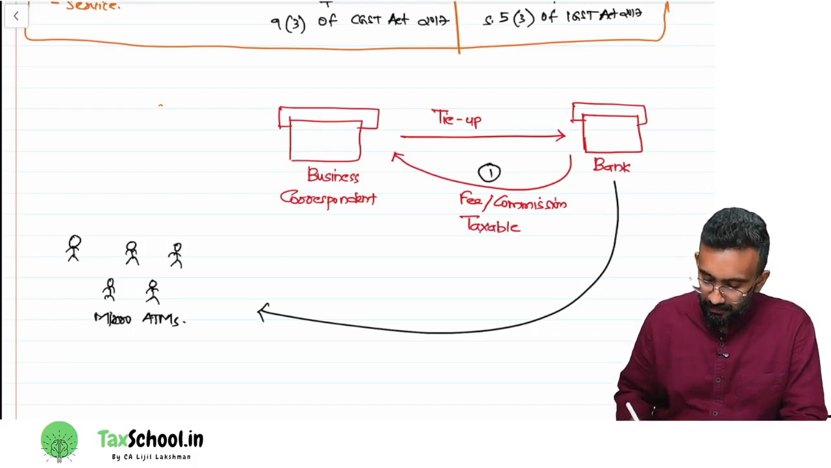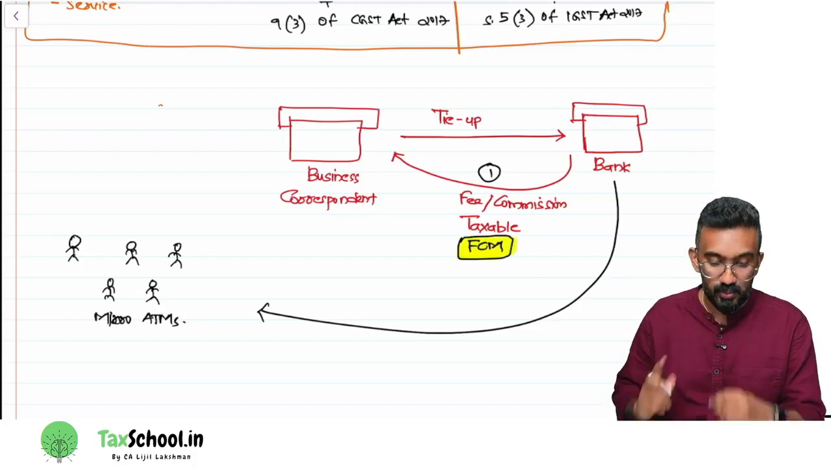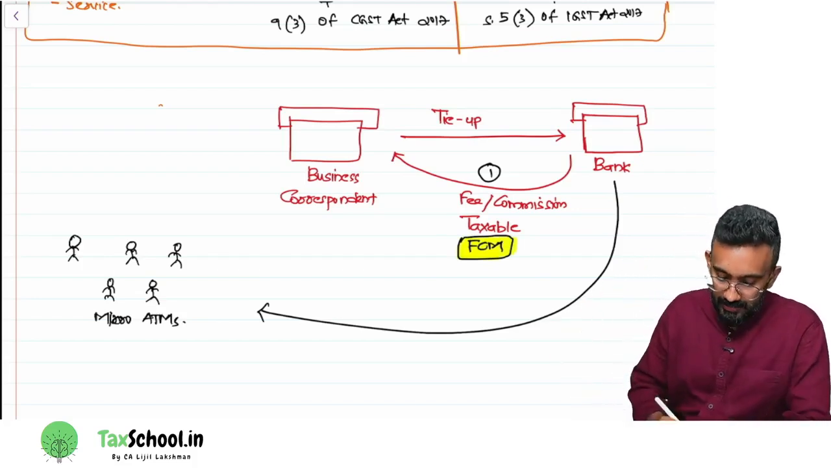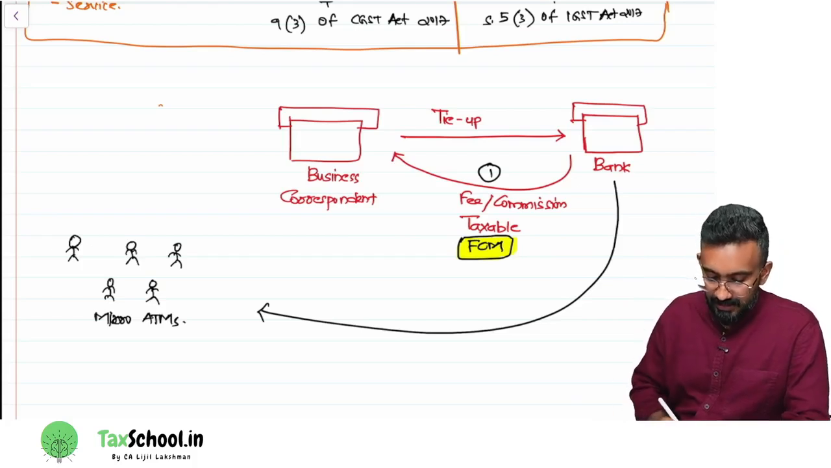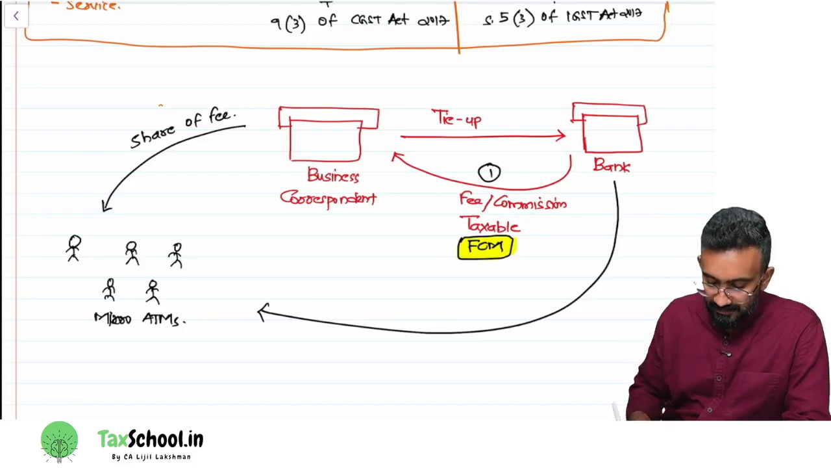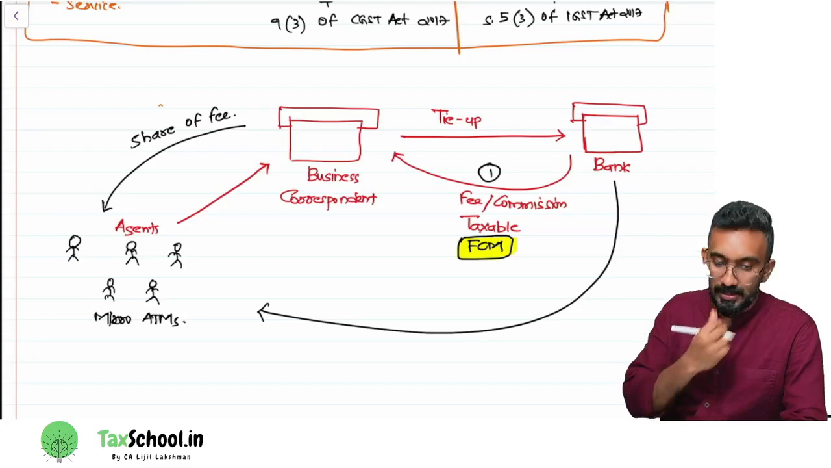Would it be taxable under forward charge or reverse charge? It is taxable under FCM. So please remember, this is not under RCM. This is one entity, business correspondent, another entity, bank. It will be taxed under FCM only. Whatever fee is received by the business correspondent, if there is a share of revenue, the share of fee that is given by the business correspondent to these agents who are having micro ATMs. Now, who's providing services to whom? The agents are providing services to the business correspondent.